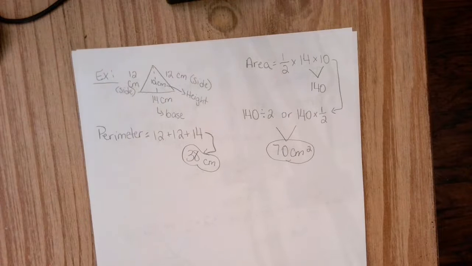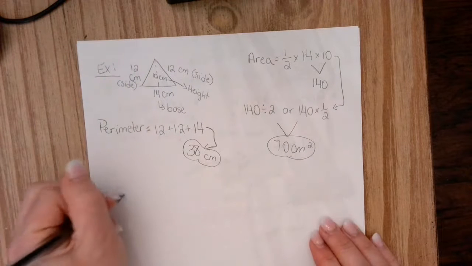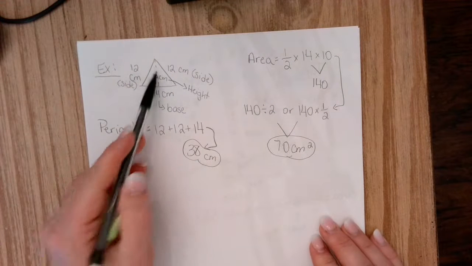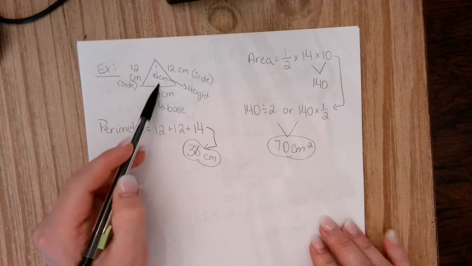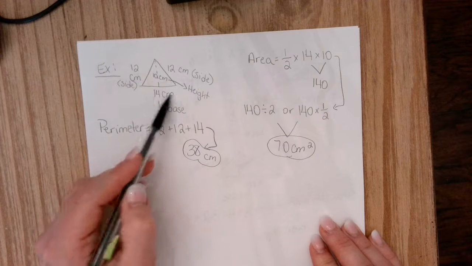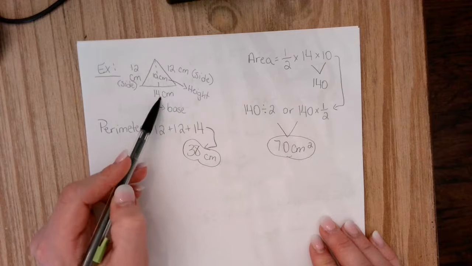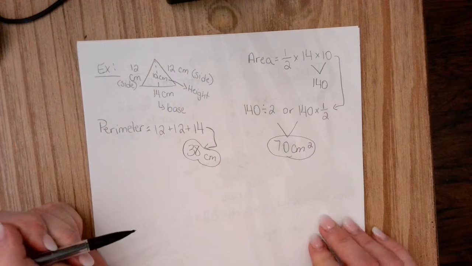So the end results, just keep in mind that the dotted lines represent the heights, and then the bottom measurement always represents the base. And I think that's it for today.